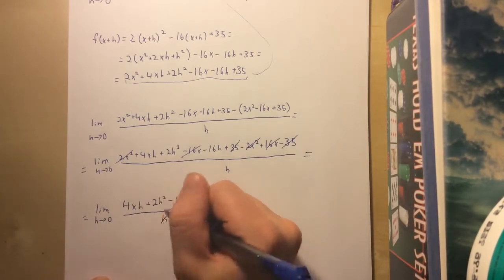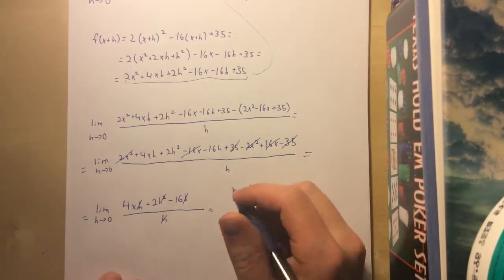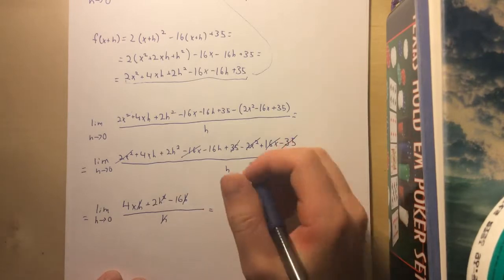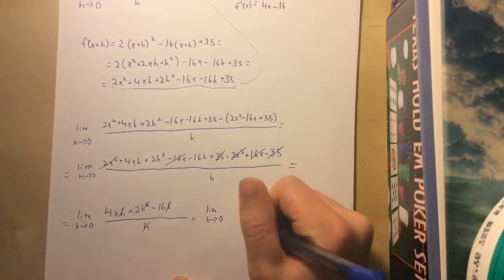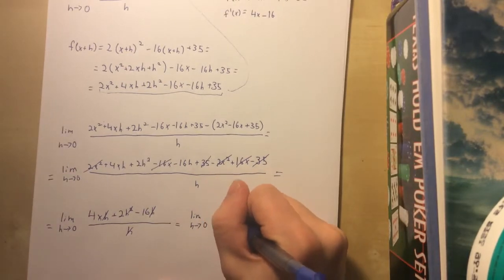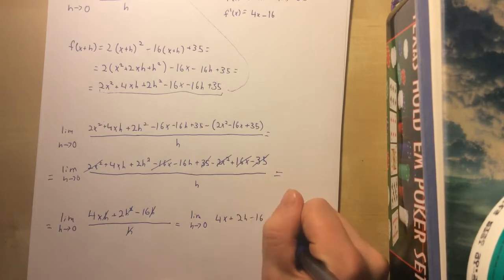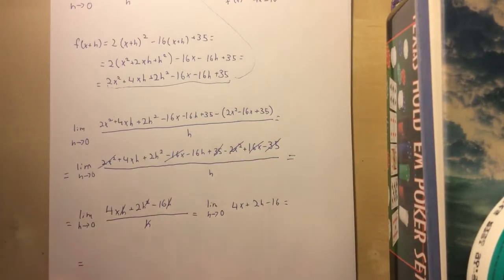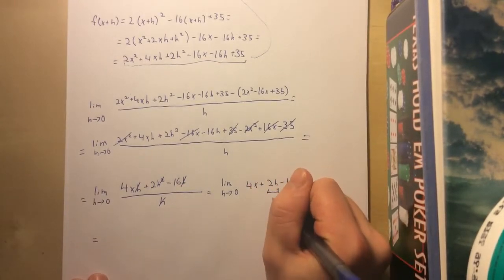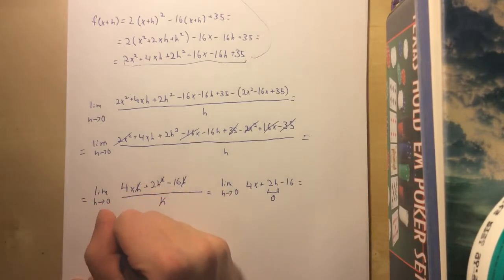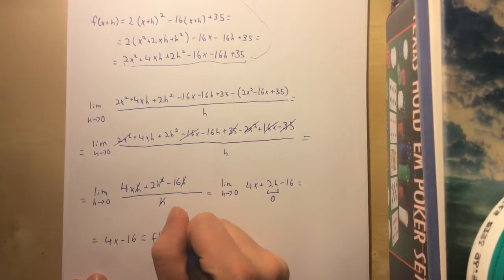And I'm going to skip the factoring step. I'm just going to go ahead and cancel those out. You have an h squared here. That's why I only got rid of the exponent. Limit as h approaches 0 of 4x plus 2h minus 16. And at this point, we can evaluate the limit. So this 2h is equal to 0. And we're left with 4x minus 16, which is equal to f prime of x.